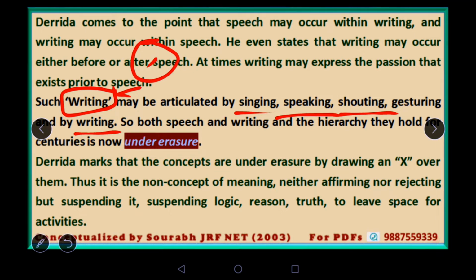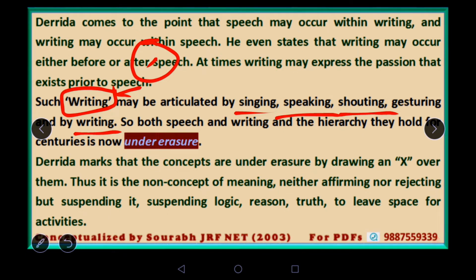Please try to understand, this writing is different from this writing. ये writing तो एक binary opposition के अंदर है metaphysics के अंदर, जिसको inferior माना गया है because it is twice removed from the source. जबकि ये Writing with a capital W Derrida के द्वारा coin किया गया word है, in which he includes all forms of expression through which humans express. Not only humans, even animals express. So we can even include dancing in it, shouting in it, body language in it, and obviously these are not only the forms of speech.